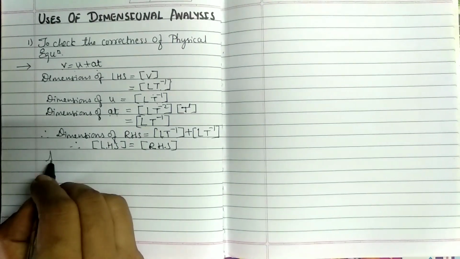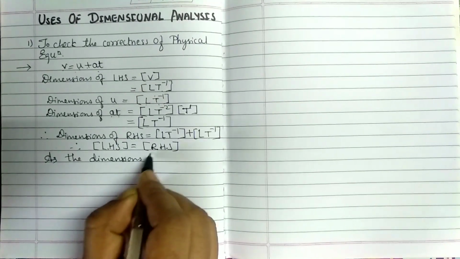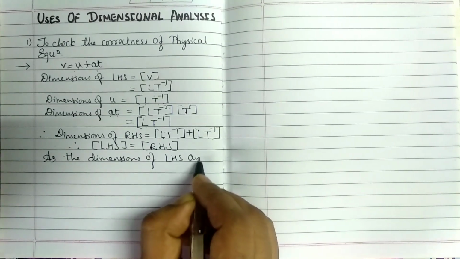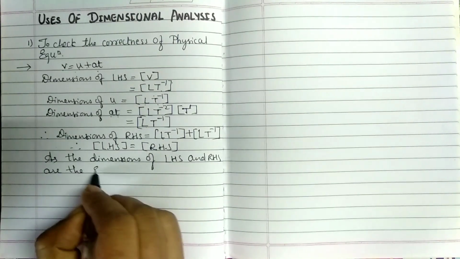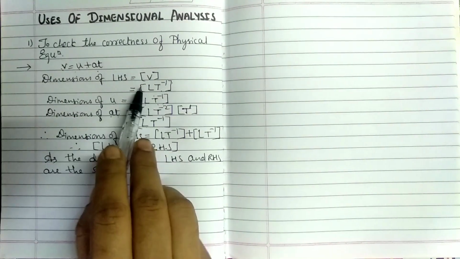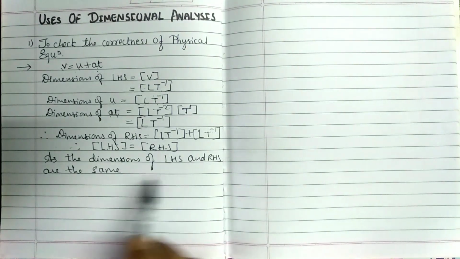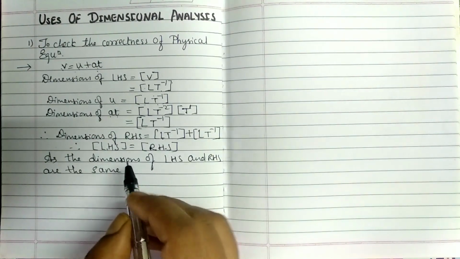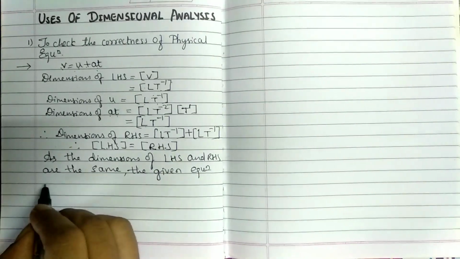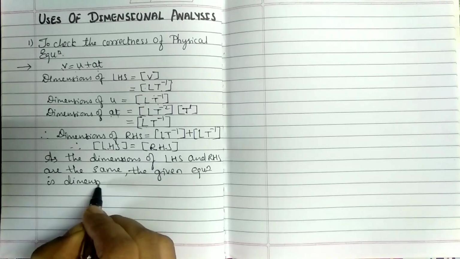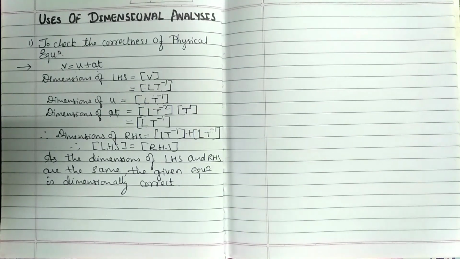So what is your conclusion? As the dimensions of LHS and RHS are the same, if you see each and every term, v has the same dimension, u also has the same dimension, at also has the same dimension. So as the dimensions of LHS and RHS are the same, we can conclude that the given equation is dimensionally correct. I hope I made it clear.